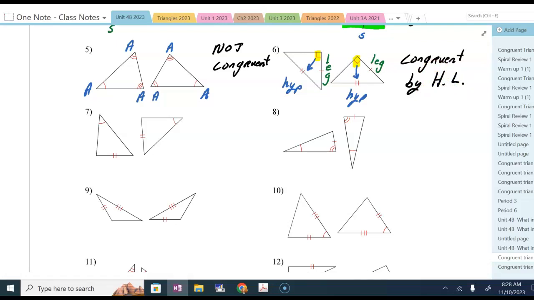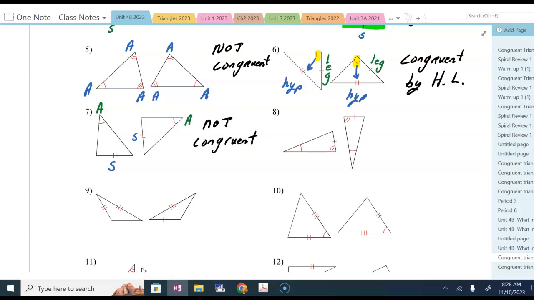In problem number 7, we have 1 angle that is congruent and 1 side that is congruent. That is not enough information to say that these triangles are congruent, meaning side, angle does not work. So these are not congruent.